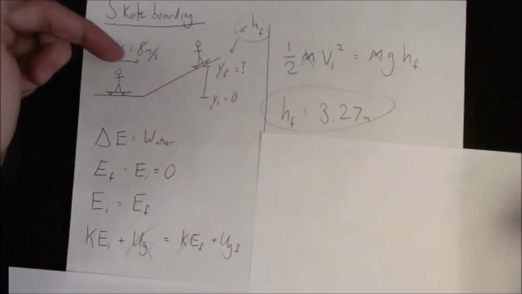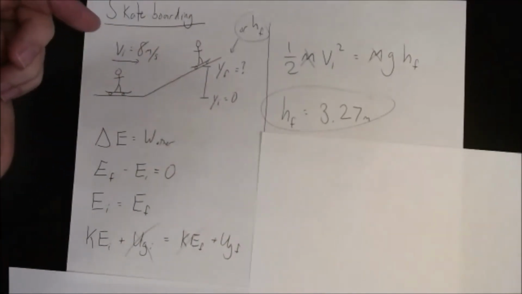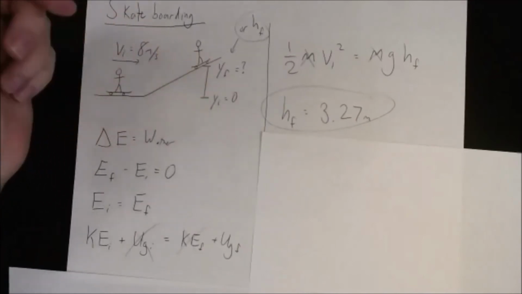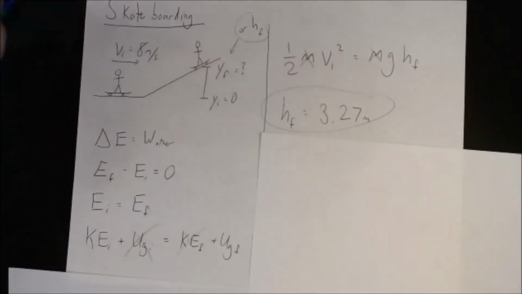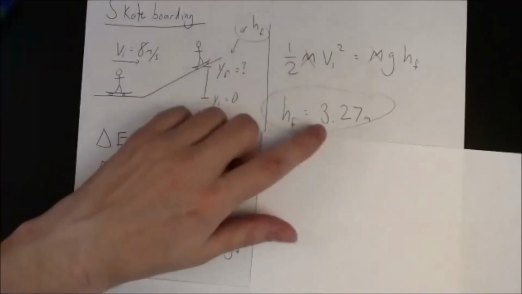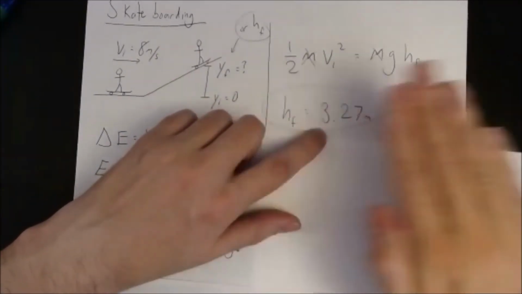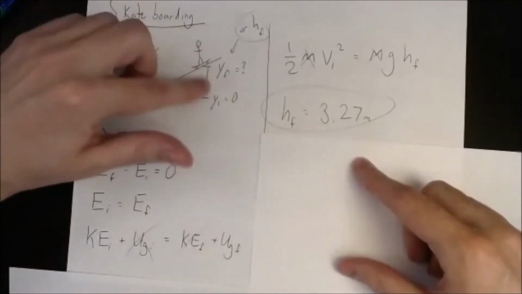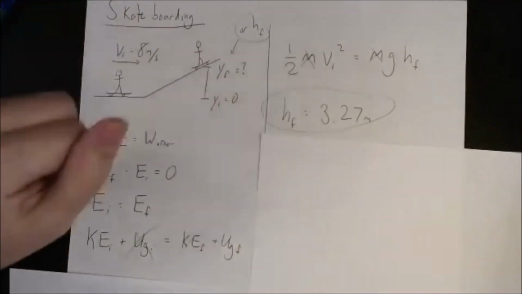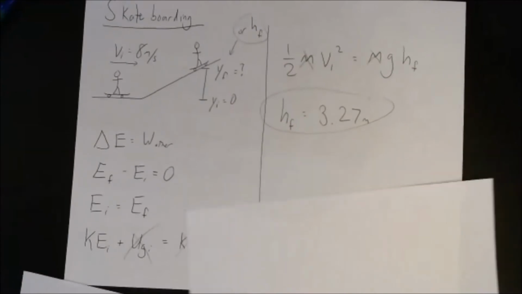Starting off at 8 meters per second, you'd go 3.27 meters high on this, which isn't bad. 8 meters per second is like 17 miles per hour, and 3.27 meters is like 10 feet. So it's going up like one floor worth of ramp, starting off at 17 miles per hour, 18 miles per hour, something like that.